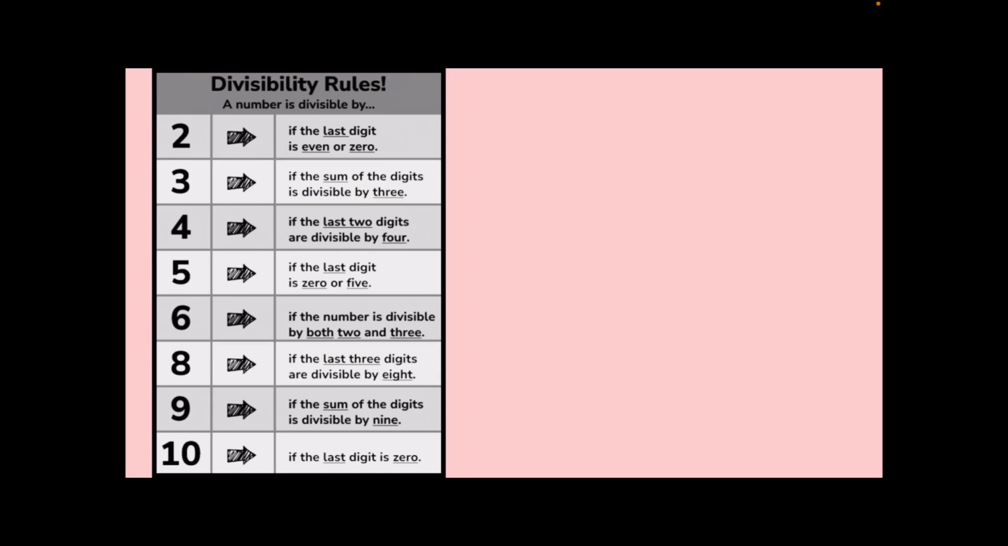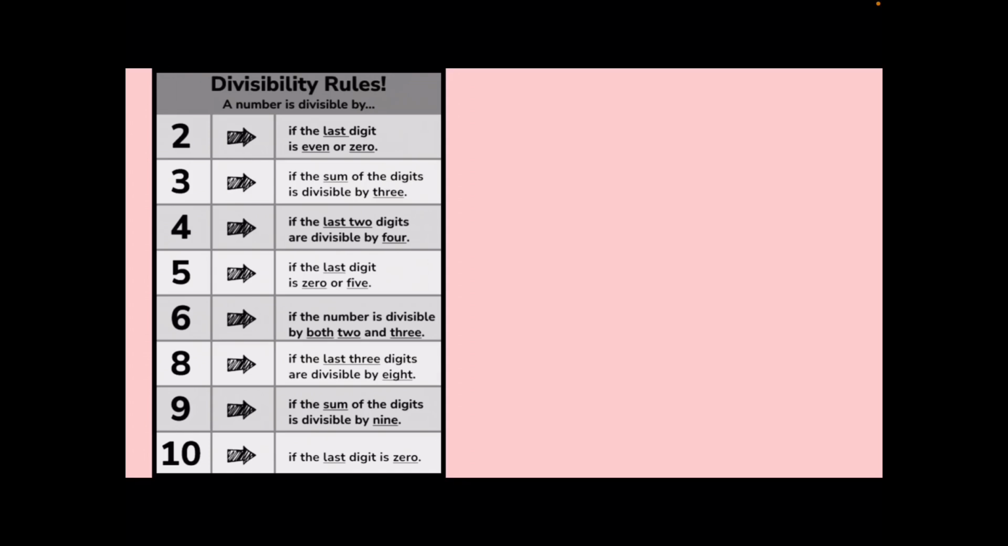So we know that a number is divisible by 2 if the last digit in the number is an even number or 0. So if the number ends in 0, 2, 4, 6, 8, then we know that number is going to be able to be divided by 2 and get a whole number answer.